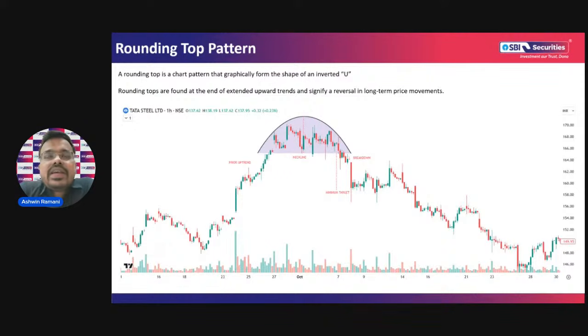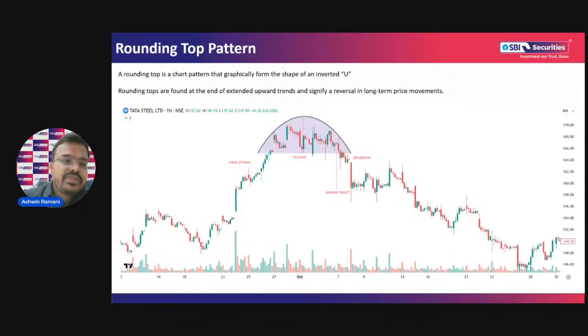Is the rounding top pattern clear, guys? If you all can give me a heads up in the chat box. All good. So again, rounding tops are found at the end of an extended uptrend, and it signifies a reversal. So this is a reversal pattern. It's not a continuation pattern here. If you all can give me a heads up, guys, in the chat box.